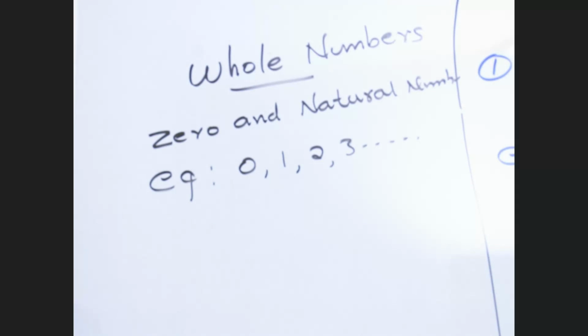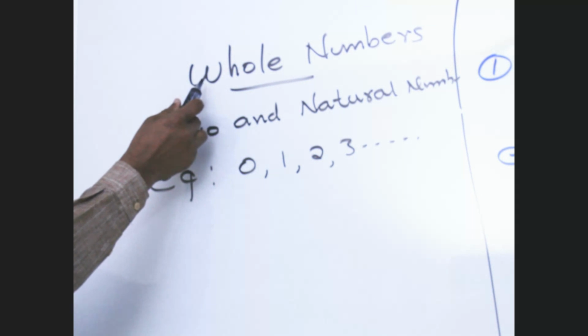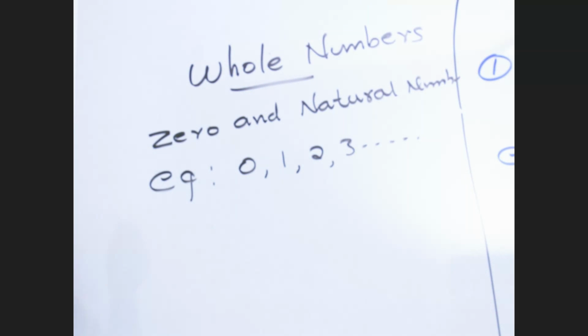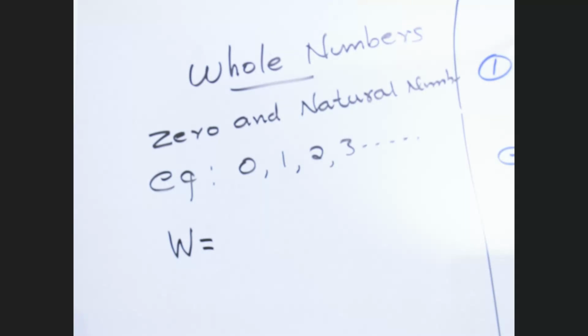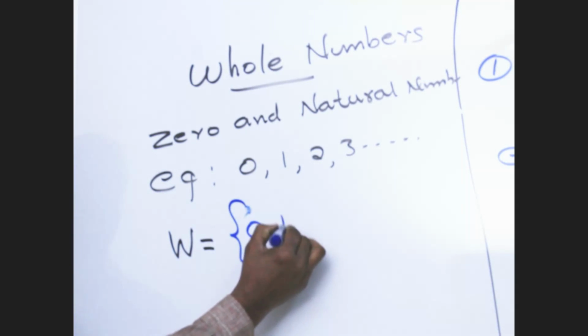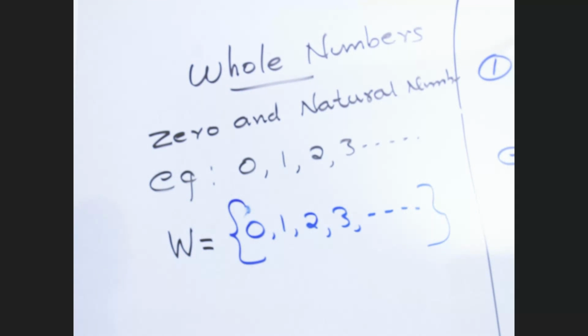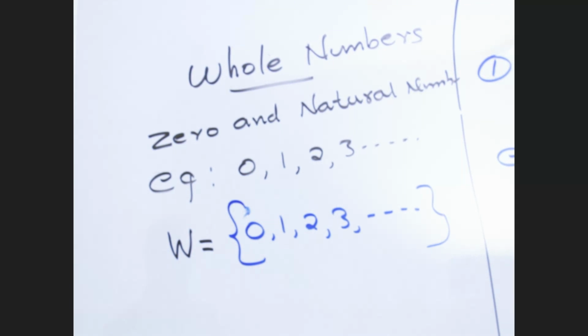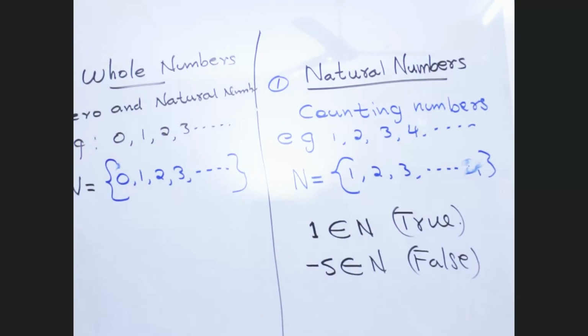This is represented by the letter W, because W is the first letter of whole number. So W is equal to the set of 0, 1, 2, 3, etc. So this is W. We have studied two types of number system: one is natural numbers and the other one is whole numbers.